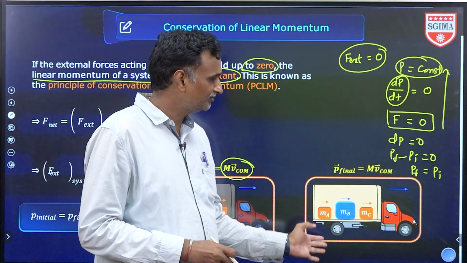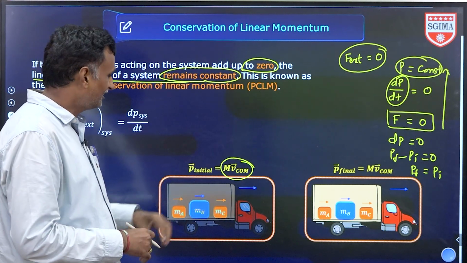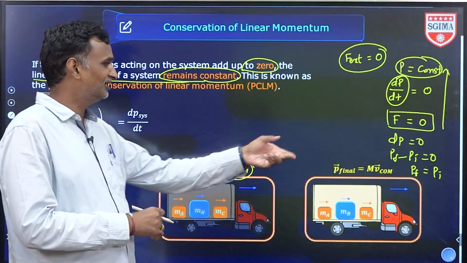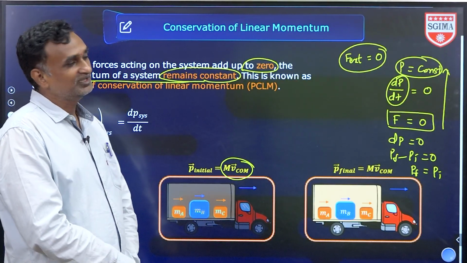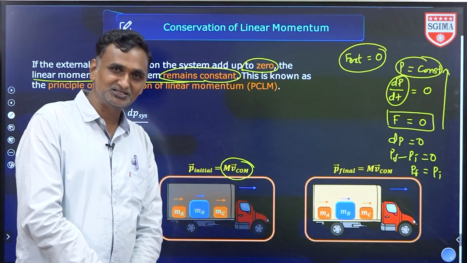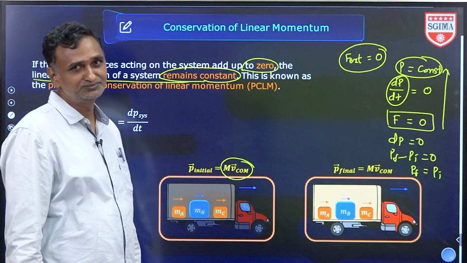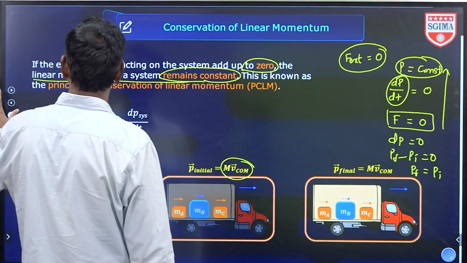Then after some time, they also need to travel with the same momentum. So when there is an external force acting on the truck, there is definitely a change in momentum. It is valid only if the external force acting on the system is 0; then the momentum of the system will remain constant. Okay? So that is the conservation of linear momentum.